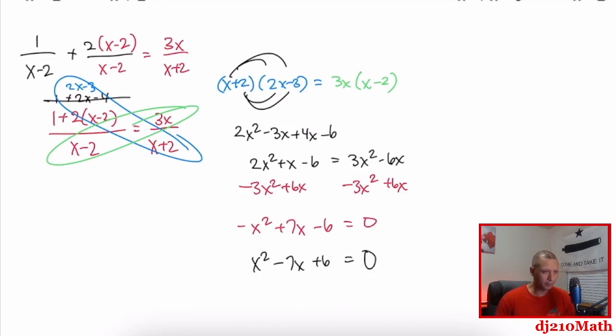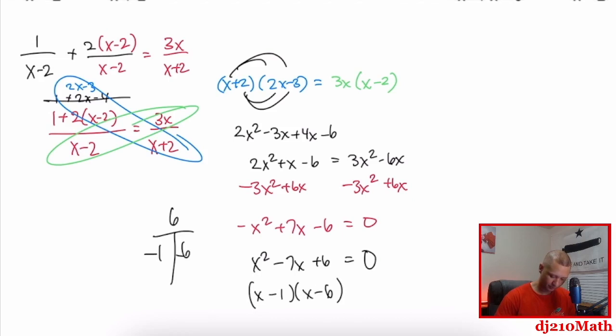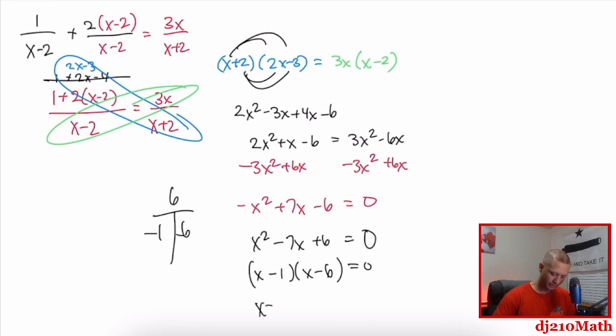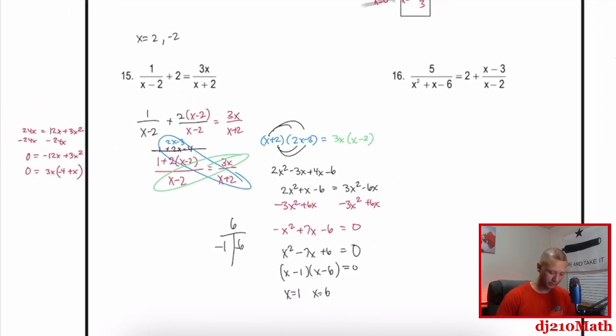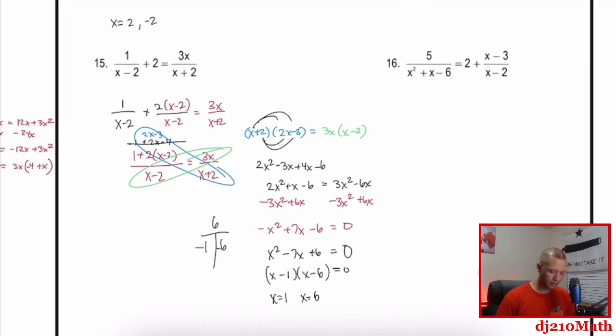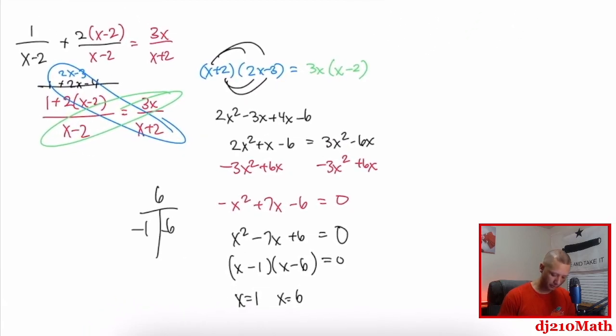Okay, two numbers that multiply to make 6 that add up to negative 7. Negative 1 and negative 6. Which means x is equal to 1 and x is equal to 6. That doesn't match either one of our bad terms, so these are good. Good to go.